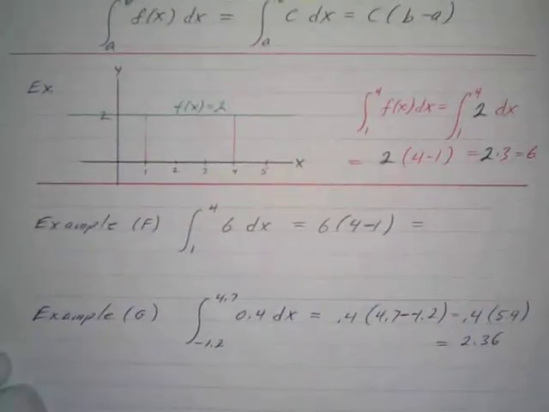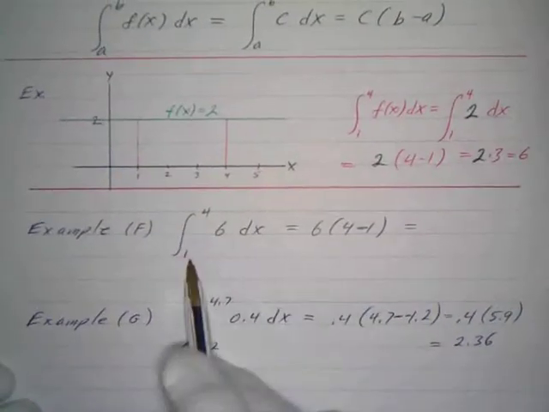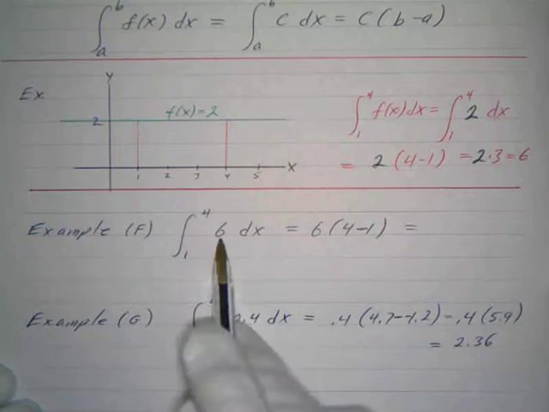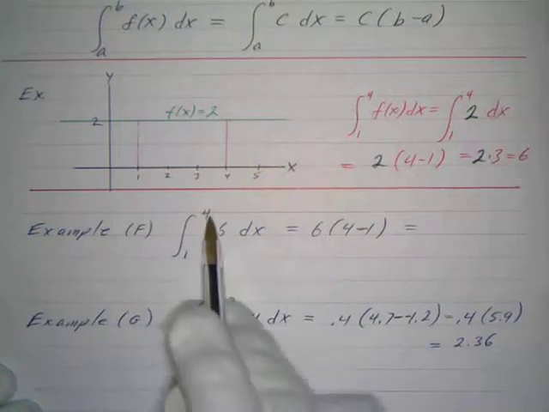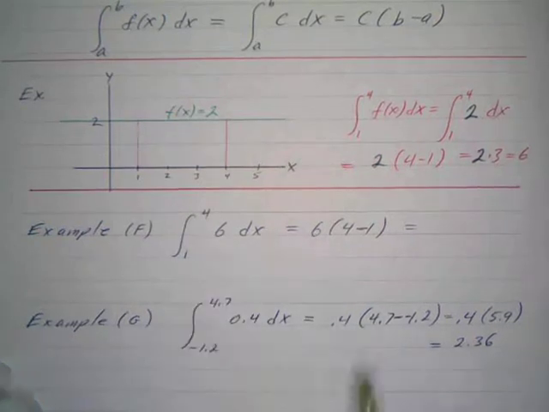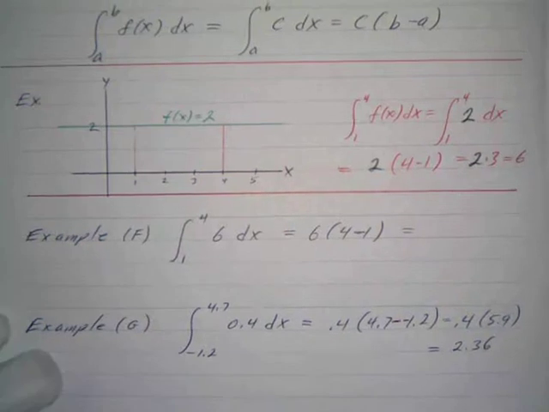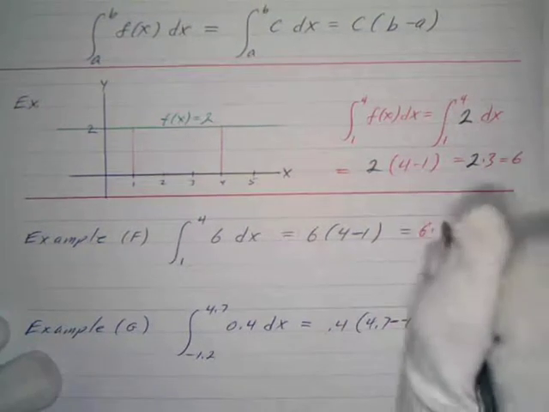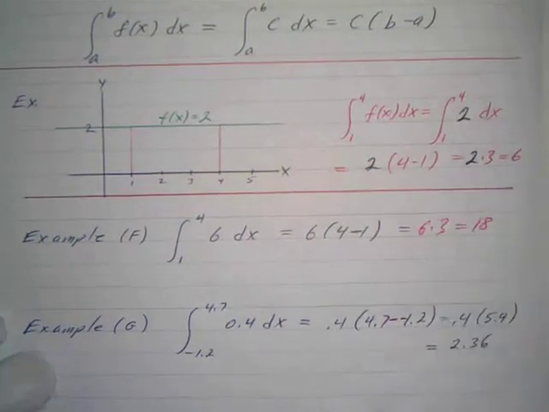Okay, and then if we look over here, there's another example. If I want to evaluate the integral from 1 to 4 of 6 dx, this is the constant. This is going to be 6 times the difference between 4 and 1. 4 minus 1 is going to be 3, so 6 times 3 equals 18.